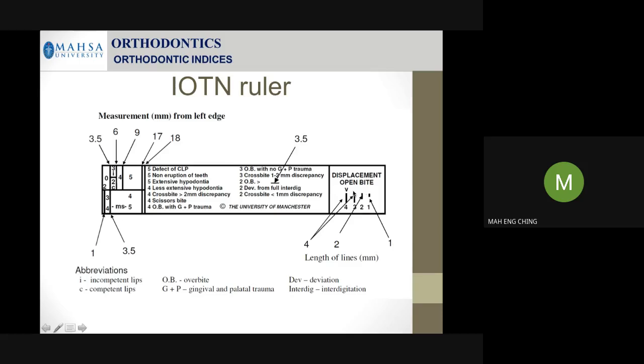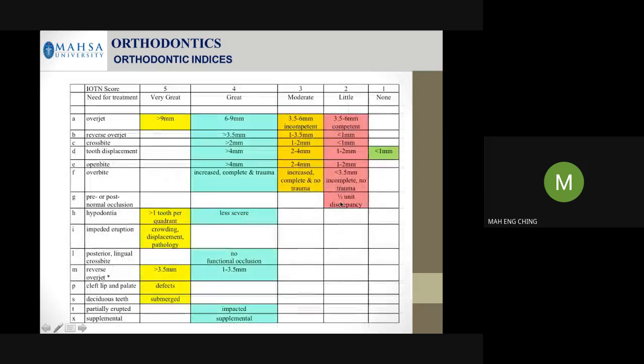So if you talk about discrepancy between the contact point, you can use these measurements. This one is 1, 2, 4. If it's less than 2, it becomes 3. 2 to 4 becomes 2. If more than 4 millimeters, it becomes 4. Okay, so this table again summarizes everything we said just now, same as the IOTN rule.